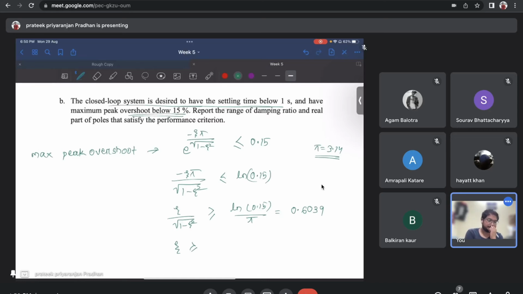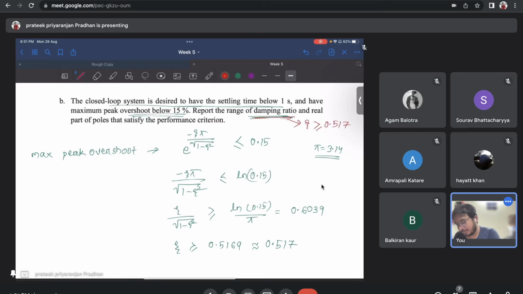What is the value of zeta? Okay. You verify this. Sorry, my bad. It is 0.5169, which can be approximated to 0.517. The zeta value, the damping ratio. So this solution is zeta needs to be greater than or equal to 0.517.